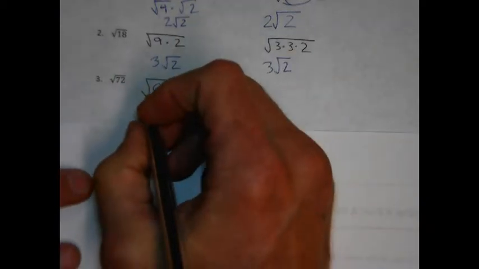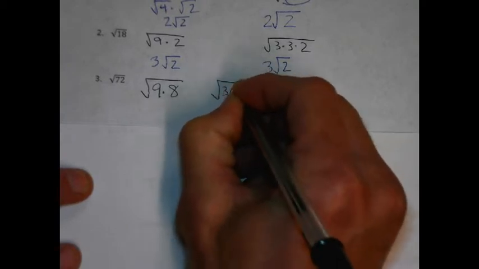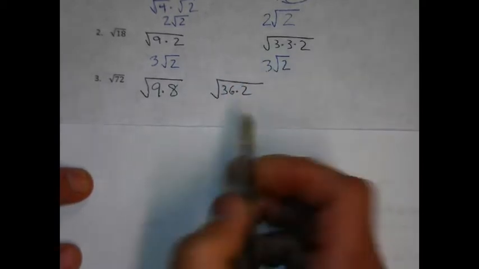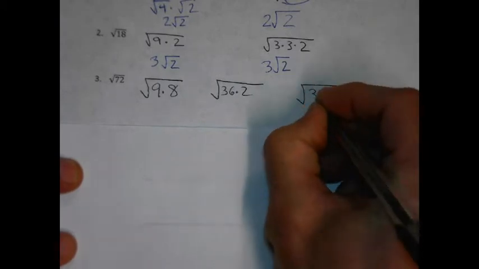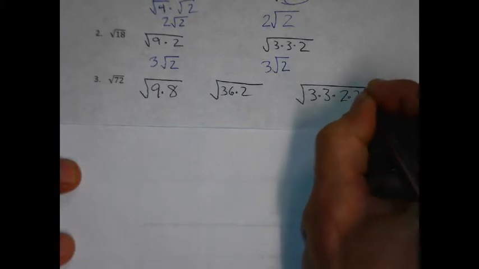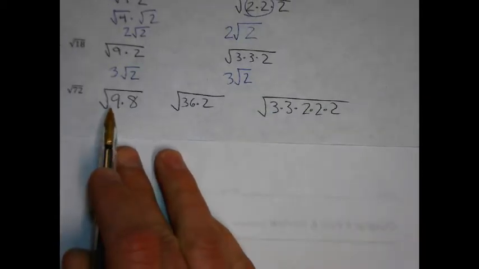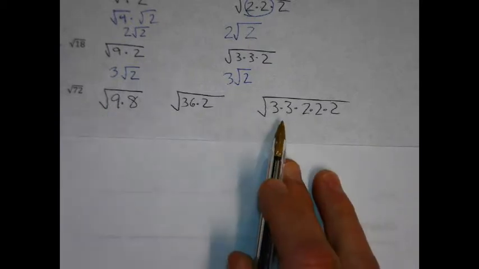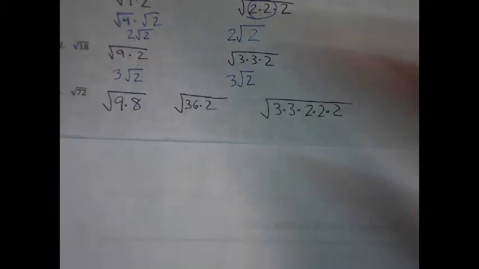So we can look at it that way, or we can realize 72 is 2 times 36, or we can realize that 72, when we use prime factorization, is 3 times 3 times 2 times 2 times 2. Now, where does all this come from? I know, it's a lot, but 9 is 3 times 3, and 8 is 4 times 2, or 2 times 2 times 2. So we can look at this in many different ways.